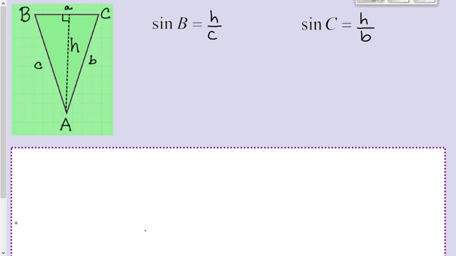So what I'm going to do with both of these equations is isolate h. In the first equation, if I multiply both sides by c, I will isolate h. And in the second equation, if I multiply both sides by b, I will isolate h. Now, if h equals one thing and h equals another, then the first thing equals the second. So we can say that c sine B is equal to b sine C.